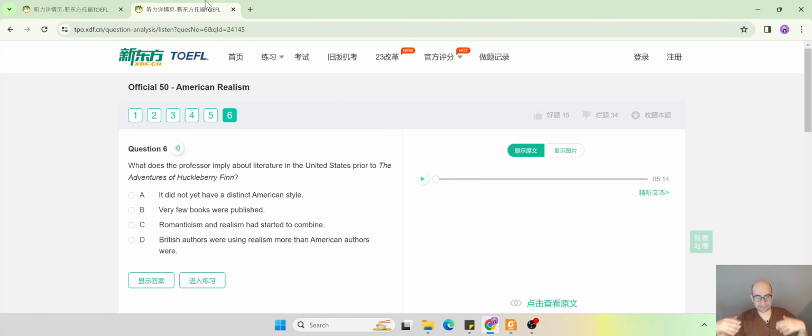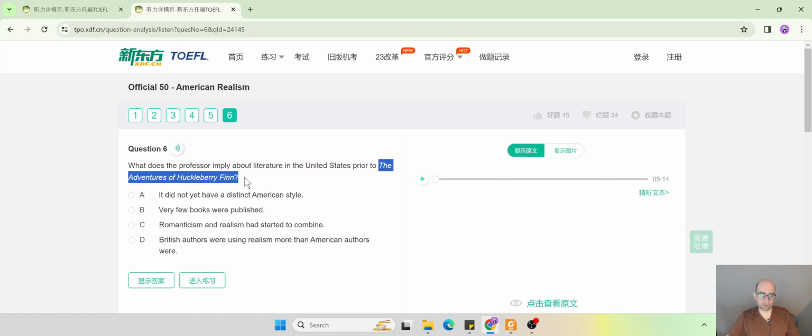Let's take a look at another inference question, but this time, coming from a lecture. So what does the professor imply? We know we're dealing with one here, about literature, keyword, in the United States. That's the country, these are keywords. Be careful of this word here, prior to, before The Adventures of Huckleberry Finn.